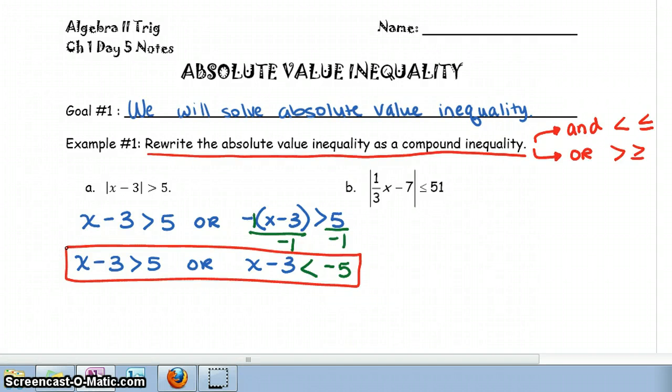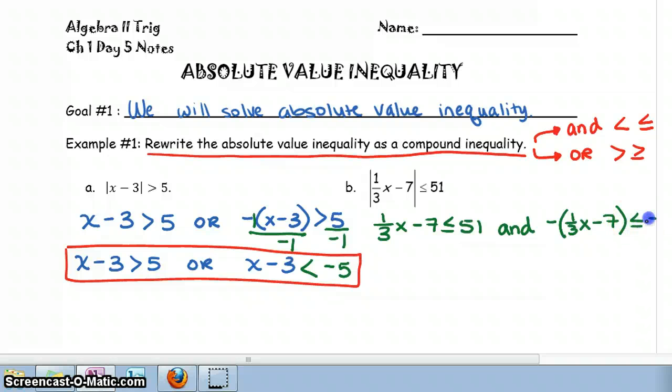Now, the second one is the absolute value of 1/3 x minus 7 is less than or equal to 51. So the first one is as we see it. Since it is less than or equal to, this is an and problem, so both criteria have to be met. And it is the negative of 1/3 x minus 7 is less than or equal to 51.